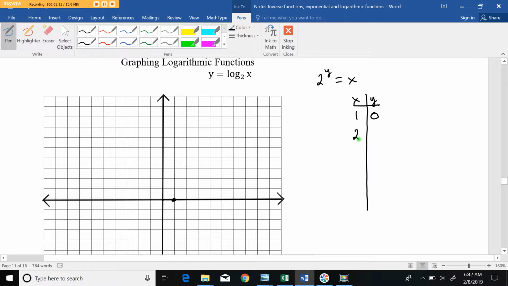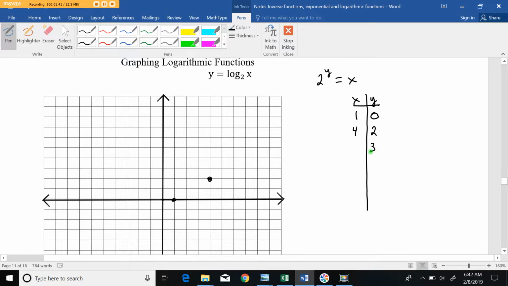Let's try 2. Whoops, put that in the wrong place. I can't get my back button there. I guess we'll just erase and go back to pen. Every time I do this, I've got to change. There we go. All right, so we're going to put in y equals 2. 2 squared is 4. So this goes through the point 4, 2.